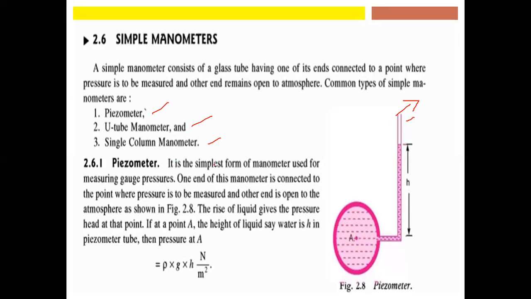A piezometer is the simplest form of manometer used for measuring gauge pressures. One end of this manometer is connected to the point where the pressure is to be measured. See this figure. The rise of the liquid gives the pressure head at a point. If at a point A, the height of a liquid, say water, is h, then the piezometer pressure at A is equal to rho into g into h newtons per meter square.